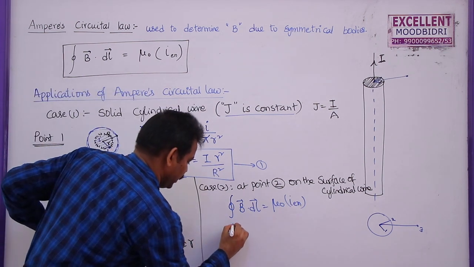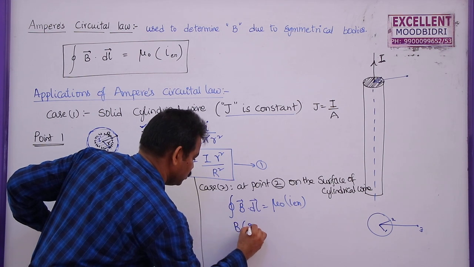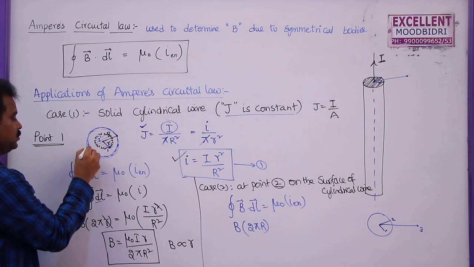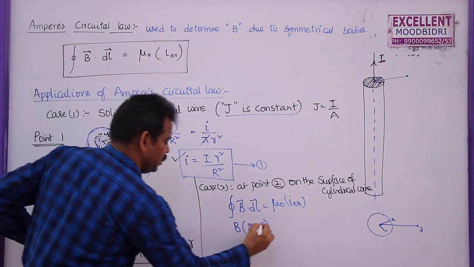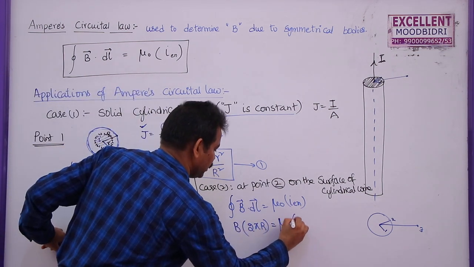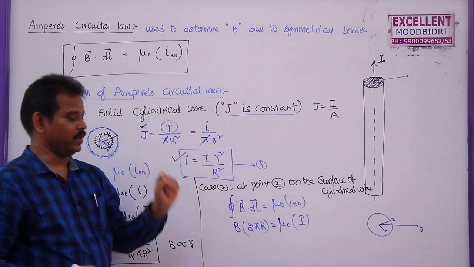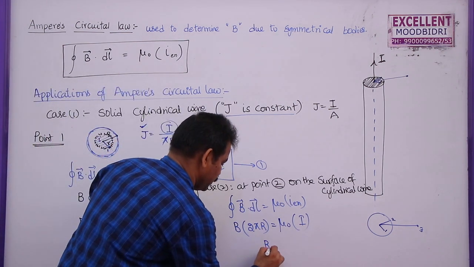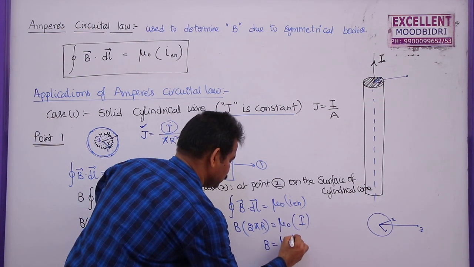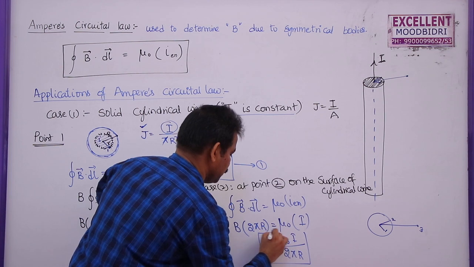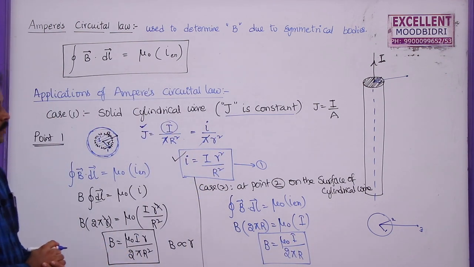Now I am going to write B into the line integral of dl, which is 2 pi r, the total circumference of this Ampere loop, which is equal to mu naught times the total current enclosed, which is equal to the total current passing through this wire. So B is given by mu naught times current by 2 pi r. So this is the magnetic field on the surface of a cylindrical wire.